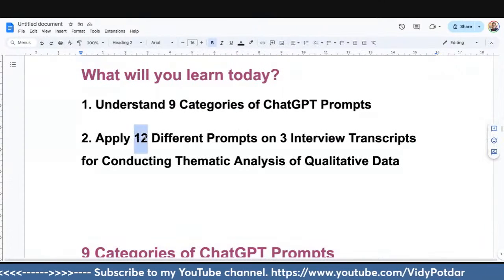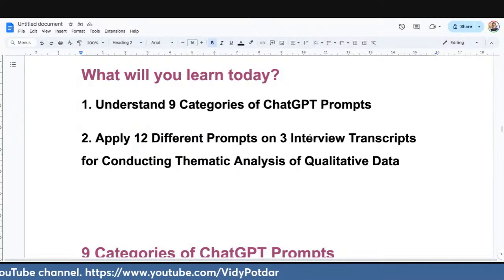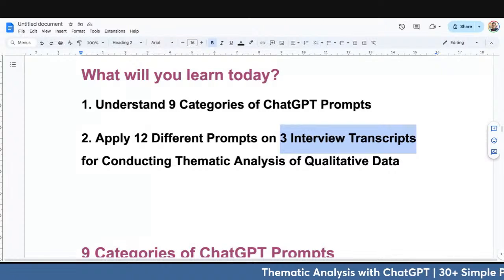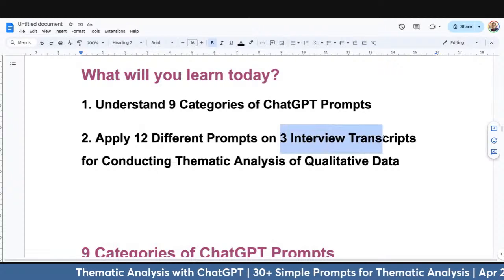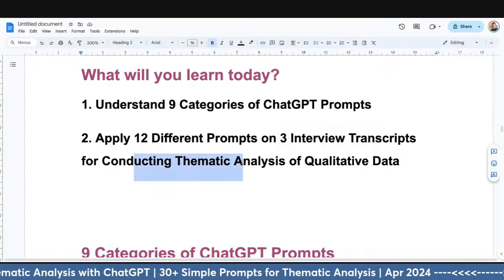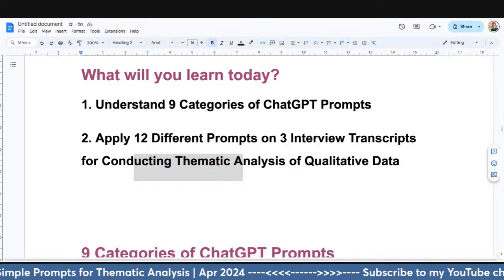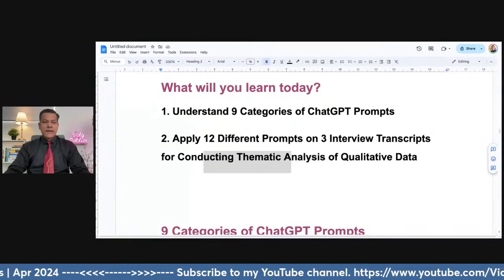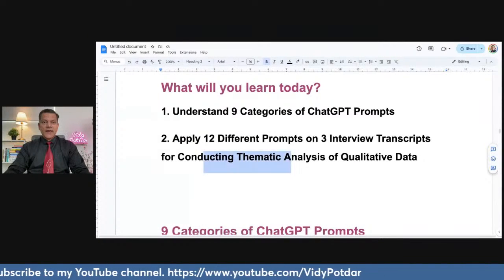And within each, I've got 2 prompts for you. So 12 different prompts that we can try on 3 interview transcripts. I have created hypothetical transcripts using ChatGPT, and we will apply these 12 prompts on these interview transcripts to generate our themes from this qualitative data. So that is the plan for today's session. Let's get started.